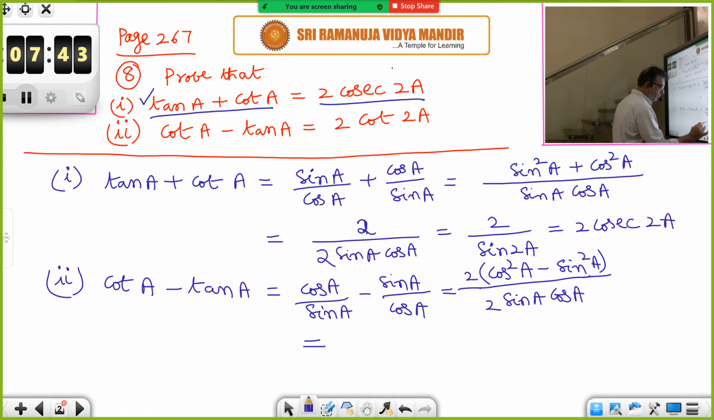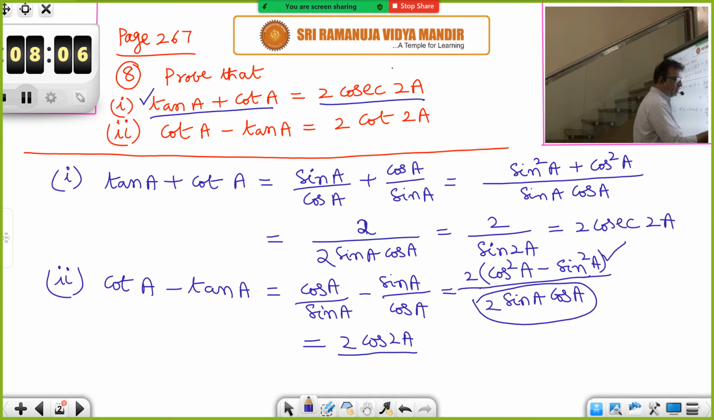So 2 into cos square A minus sin square A is one of the 4 formulas for what? Cos 2A, sir. So cos square A minus sin square A in the bracket is one of the 4 formulas of cos 2A. So it is 2 cos 2A in the numerator. Denominator, including 2 sin A cos A, is equal to what? Sin 2A, sir. So 2 into cos 2A by sin 2A.